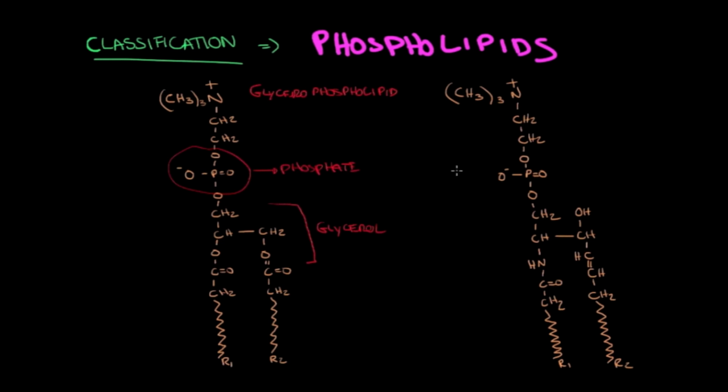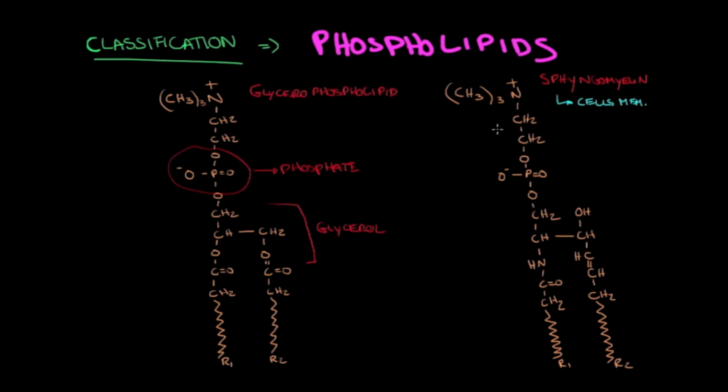But there is another type of molecules that you can find in your cell's membranes, and these have an interesting name, sphingomyelin. These are found in your cell's membranes, so other types of phospholipids found in your cell's membranes.